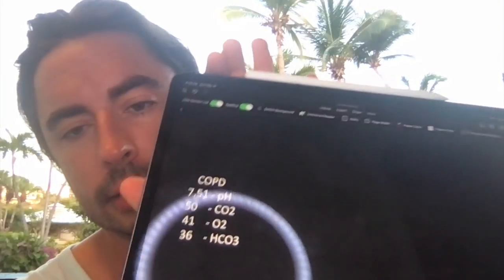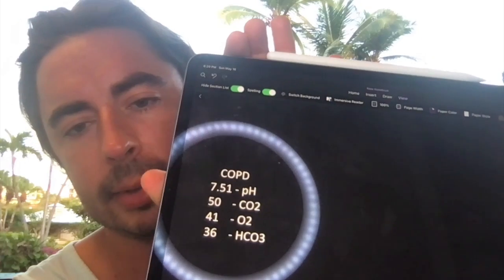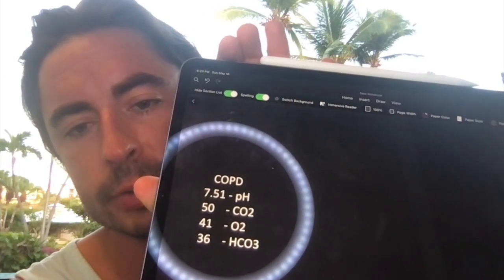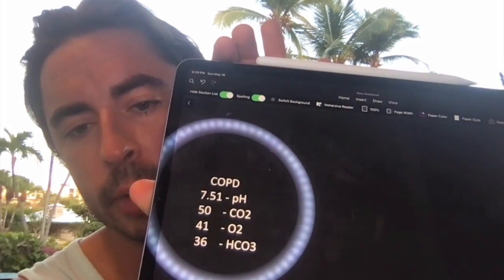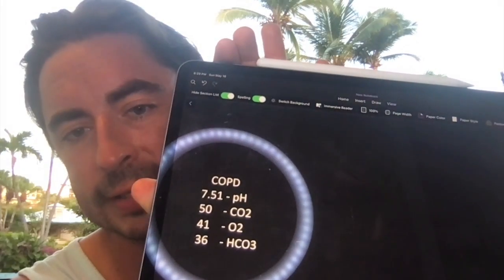So you have this patient who has a pH of 7.51, a CO2 of 50, an O2 of 41, and a bicarb of 36. With this patient, we automatically recognize that the CO2 is elevated, but with the COPD patient, it's not elevated for them. For a COPD patient, this may be decreased based on their normal values.